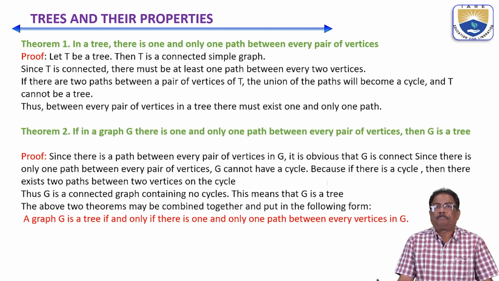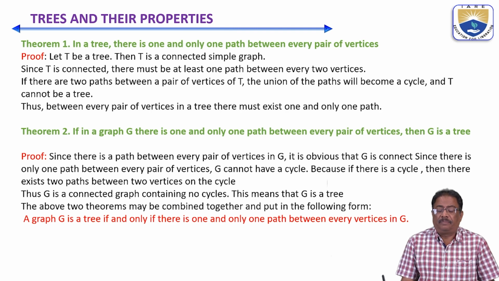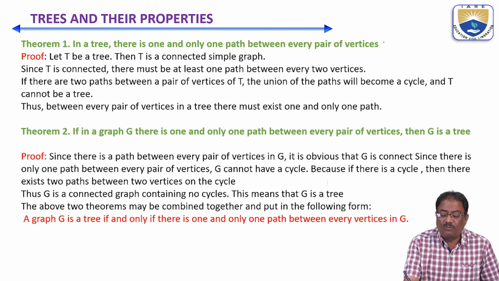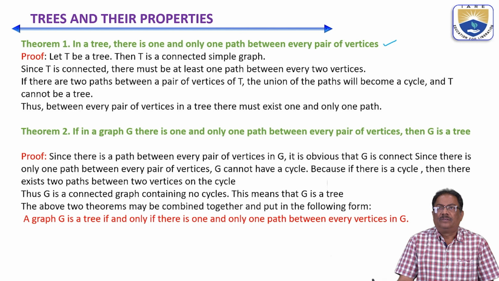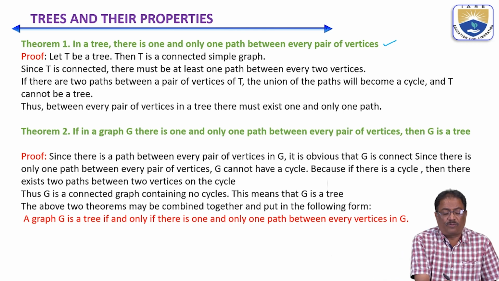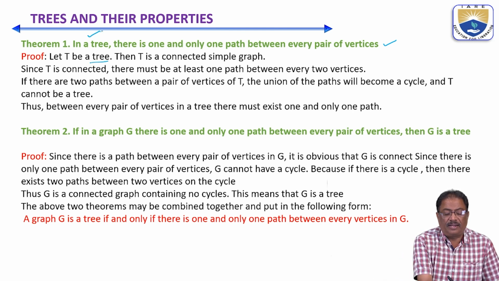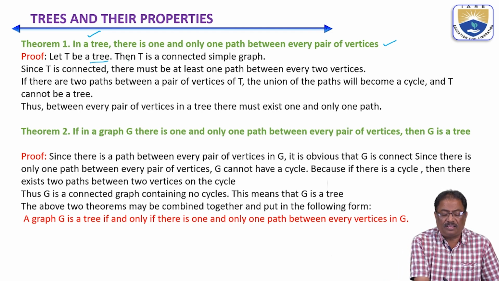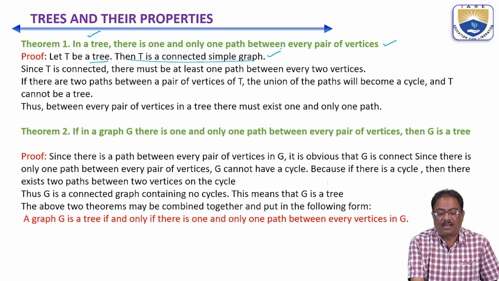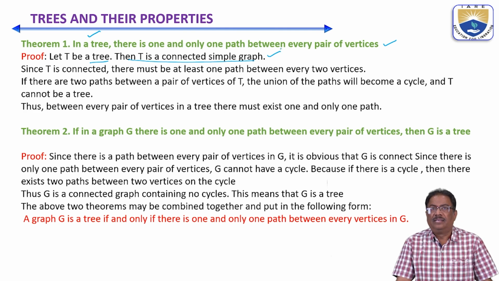Now let us go for the properties. Here is the theorem: in a tree, there is one and only one path between every pair of vertices. So this we have to prove. Let T be a tree. It is given that in a tree there is one and only one path between every pair of vertices. Whenever it is a tree, it is a connected simple graph.